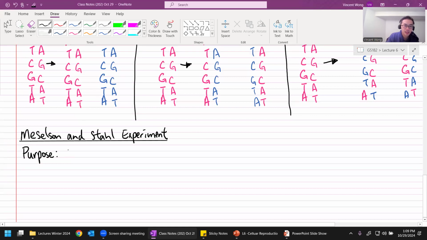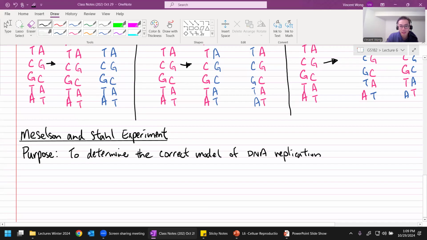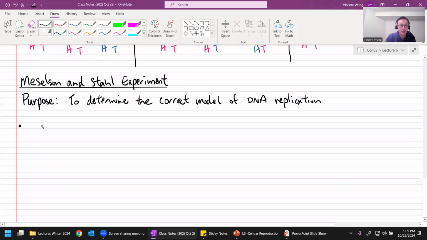Purpose. The purpose of the experiment is to determine the correct model of DNA replication. Was it conservative? Was it semi-conservative? Or was it dispersive? They had to figure it out. All right, so how did they do it?